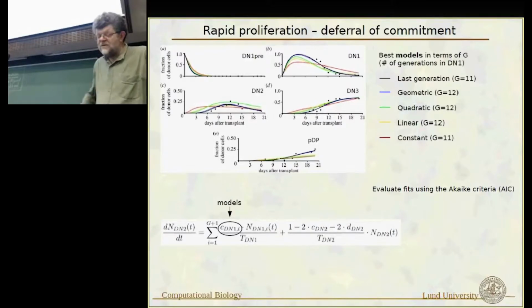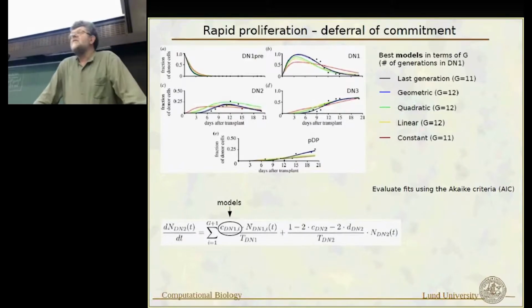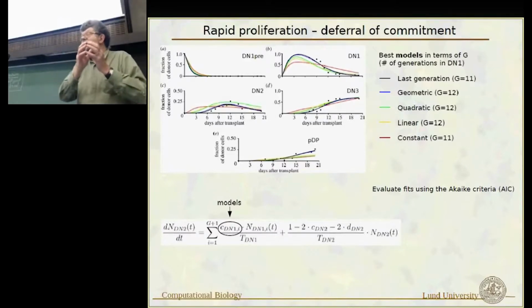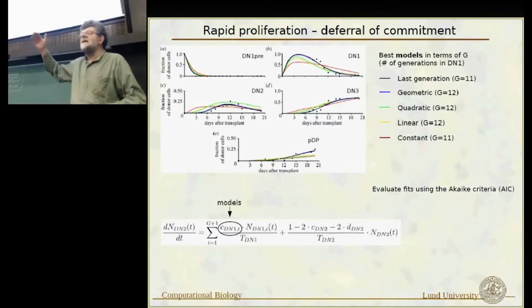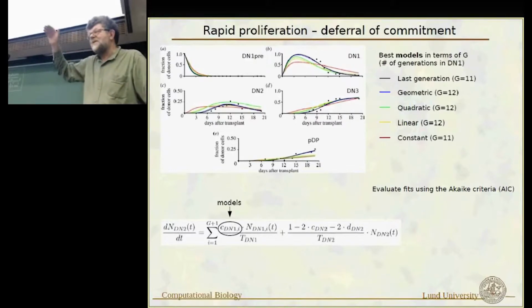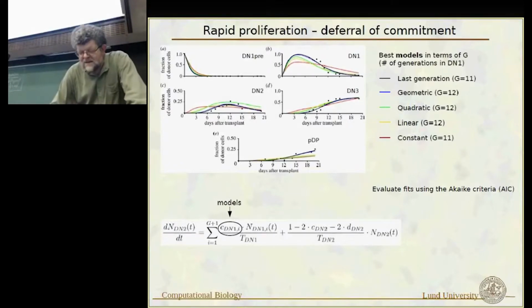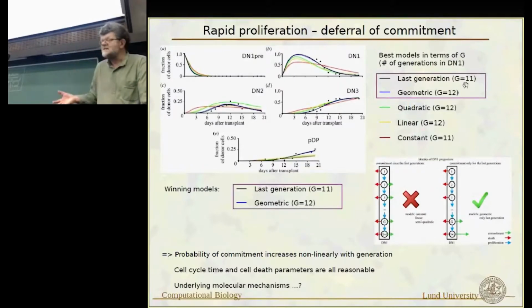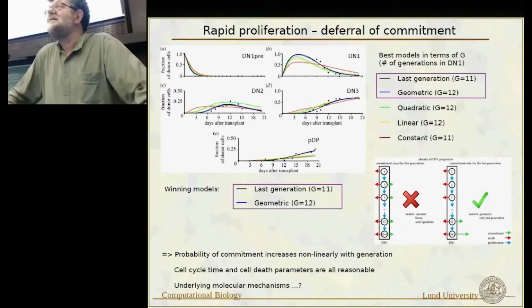And then, as we saw yesterday, you have to evaluate your fit either by confidence limits or by the Akaike criterion. For those of you who don't know it, you have an error function, but that's not enough. You also add a penalty, which is basically the number of parameters divided by the number of data points. So it's an information content thing. We do this, and lo and behold, it's the last generation where it happens, or almost the last, with a geometric rise.